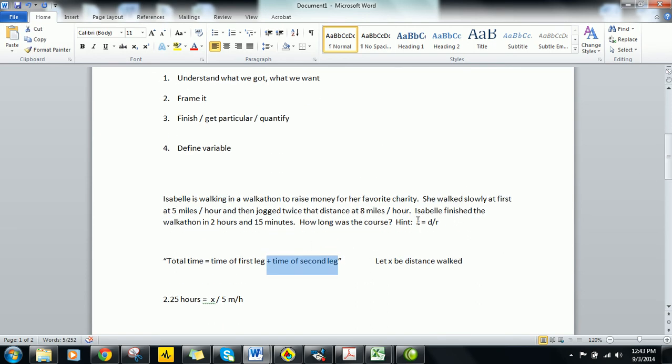Well, the time of the second leg, using distance over rate, is going to be, well, what's the distance for the second leg, the jogging leg? Well, twice the distance that I walked. Isabel, if x is the distance walked, then the distance for the jogging piece is going to be 2x. So that's the distance for my jogging leg. Then I'm going to divide that by the rate that Isabel was running, in miles per hour. So now I've got something nice. Let me clean this up.